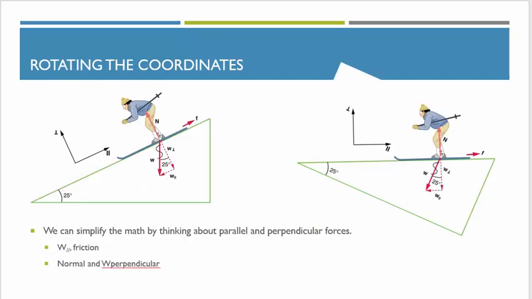And so here's what I'm talking about, rotating the coordinates. You've got this nice little hill, guy sliding down it. It's got an angle of 25 degrees. And so we can simplify this by tipping the axes so that the surface that he's sliding on is the parallel piece and his normal force is the perpendicular piece. So the parallel pieces are going to be the net force and then the friction. And then the normal force and weight are going to end up being perpendicular once we break the weight into its component forces.